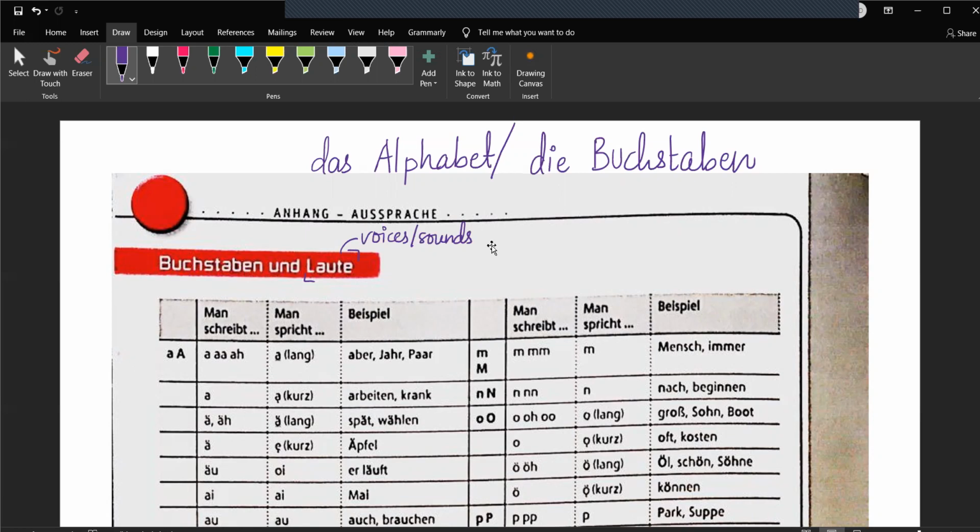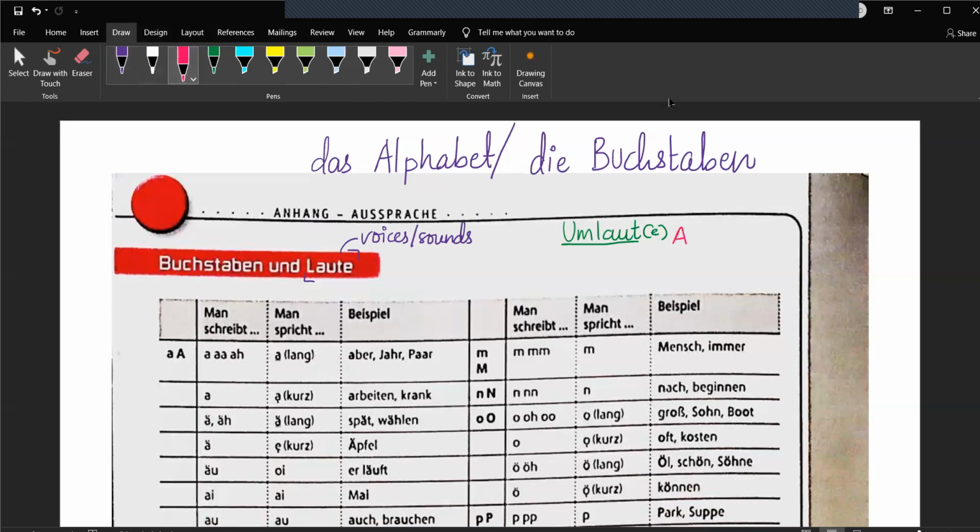Now, apart from the 26 letters that we have in the German language, we also have three extra vowels, which we call umlaute. Umlaut, or the plural, umlaute. An umlaut is more like a sub-sound, where we combine two sounds to produce a different sound. And we only have three of those.